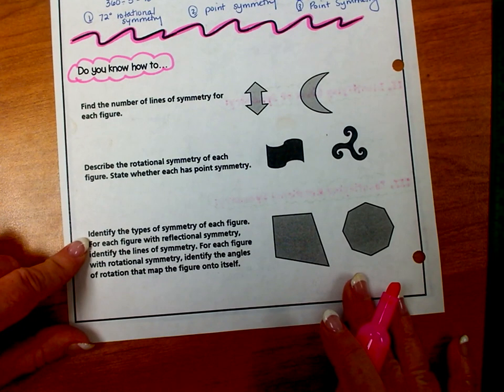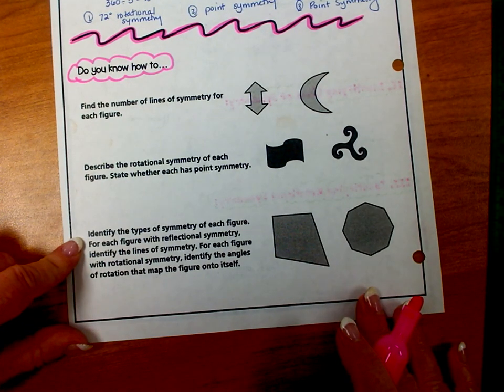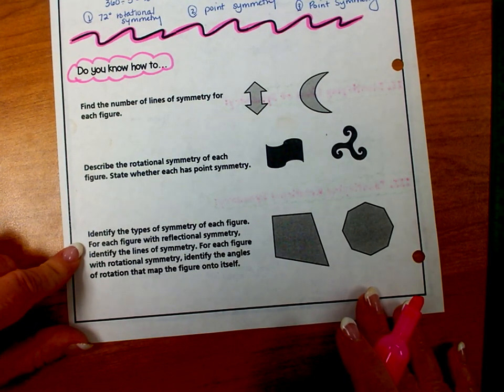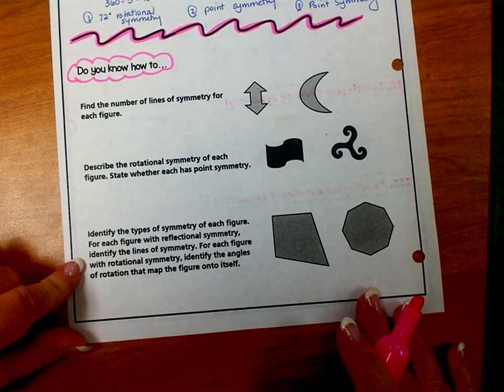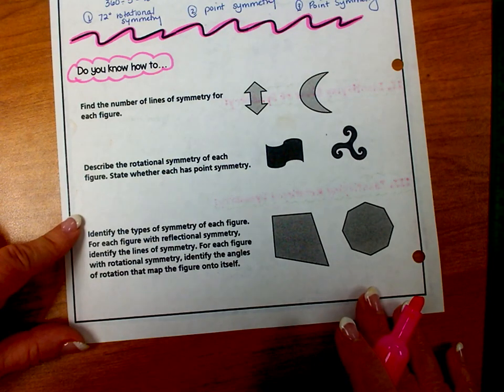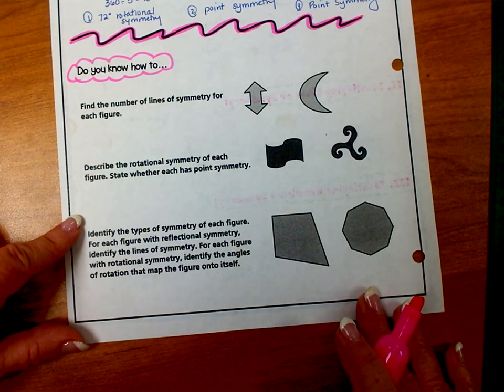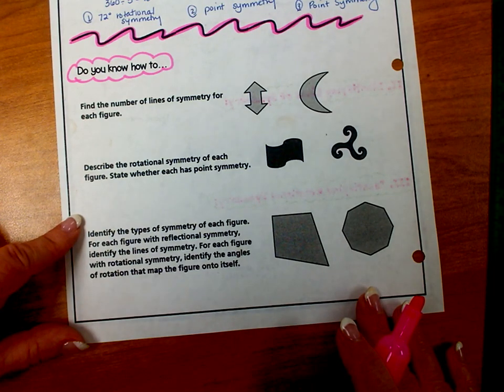Finally, identify the types of symmetry of each figure. For each figure with reflectional symmetry, identify the lines of symmetry. For each figure with rotational symmetry, identify the angles of rotation that map the figure onto itself. Go ahead and fill these out on your paper, and we will take a look at them in class.